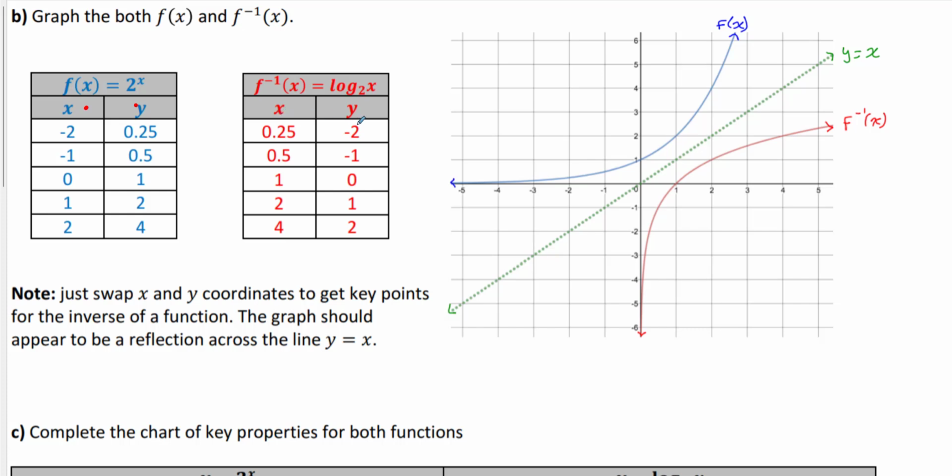So now instead of -2 being in the x value, it's in the y value. If you plot these points, so -2 and a quarter, it's going to be here, -1 and a half, it's going to be here, 0 and 1, 1 and 2, and 2 and 4. And then if you plot the other values, so x is a quarter, and y is -2, so probably something like this, then x is a half, -1, then x is 1 and 0, 2 and 1, and then 4 and 2. So you can see that the graphs are like this, right?